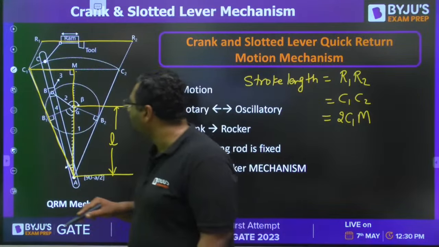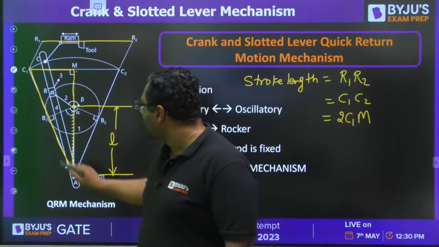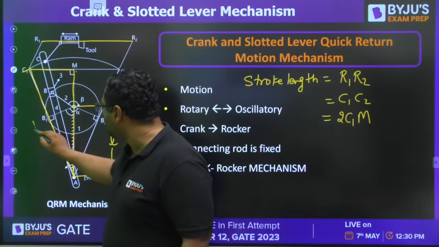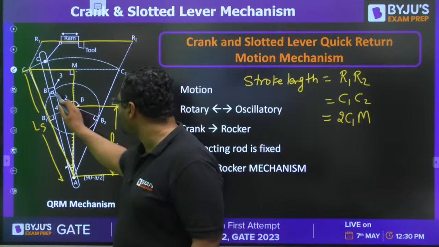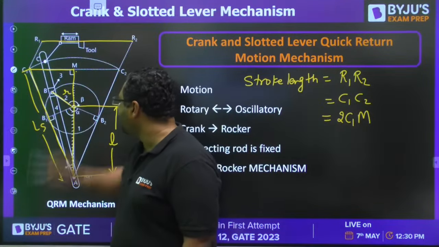And after that, if this is L, and this length is nothing but the length of the slotted bar, we denote it by LS. And the crank length, we show it as R. Okay, that is the case.